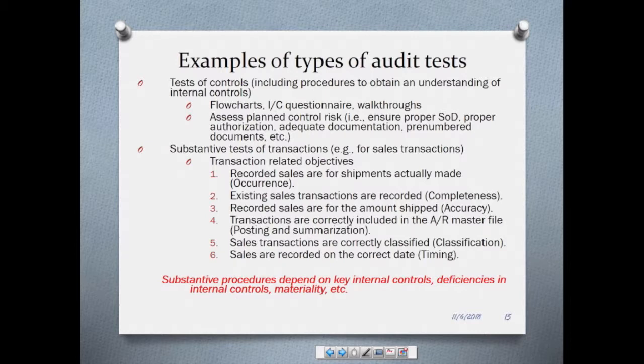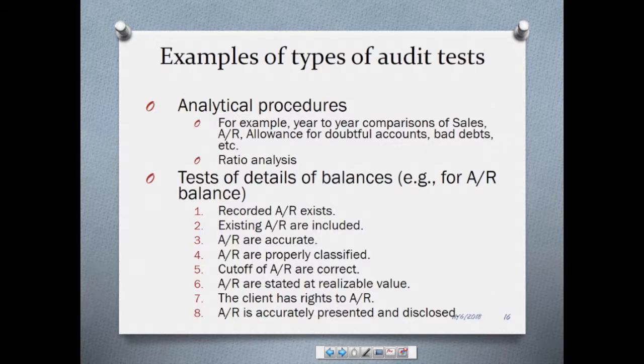So we're going to actually talk a little bit about this today when we're talking about the cycles. But this is just some examples of the types of audit tests that auditors can perform in the test of control versus a substantive test of transaction. Analytical procedures, types of tests that represent detailed account balances.